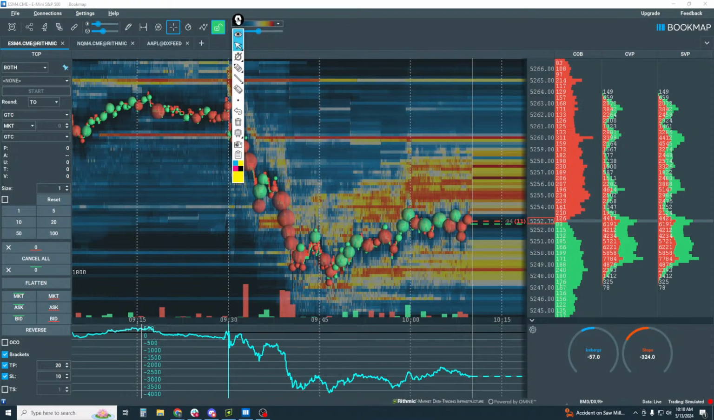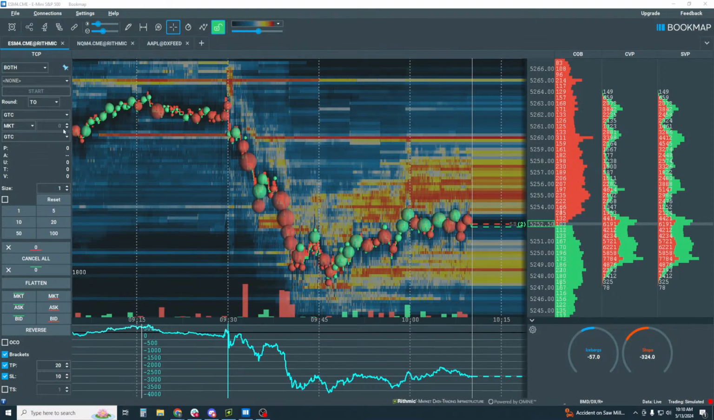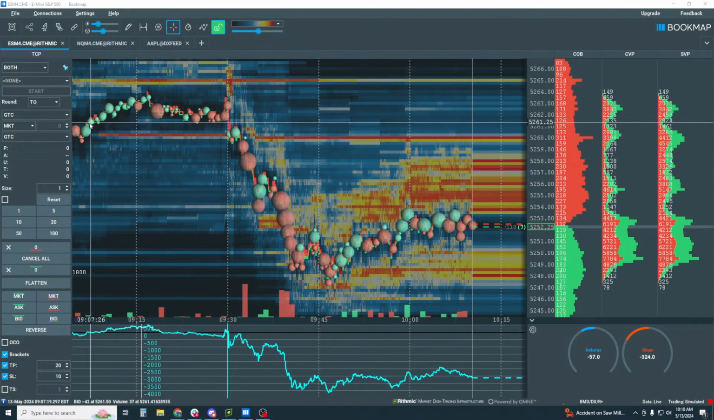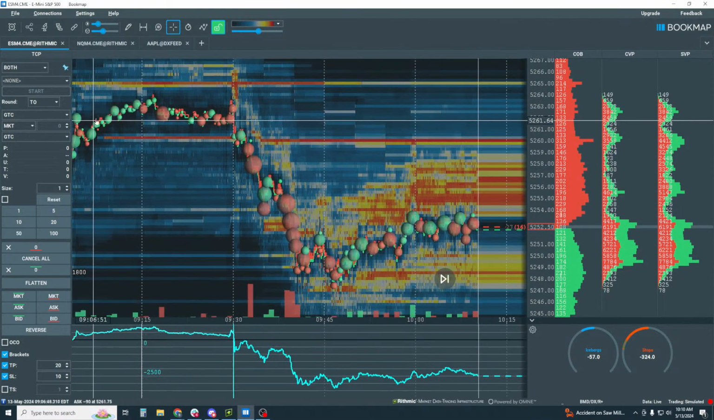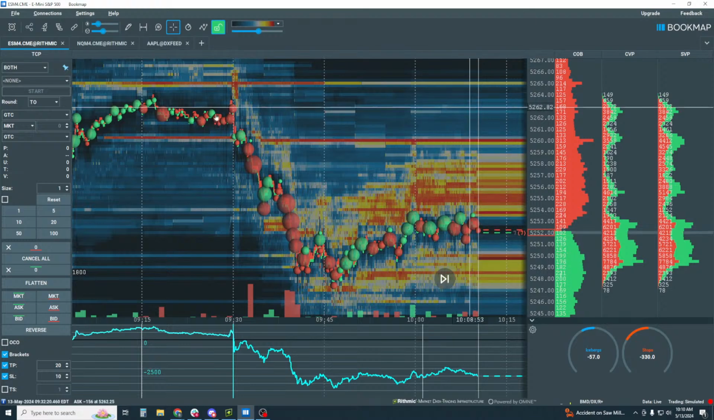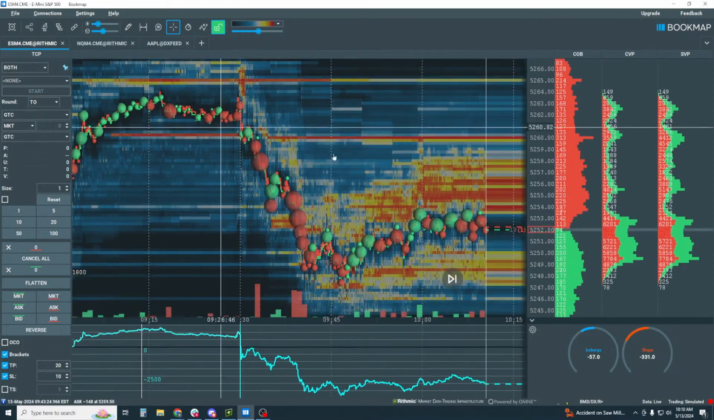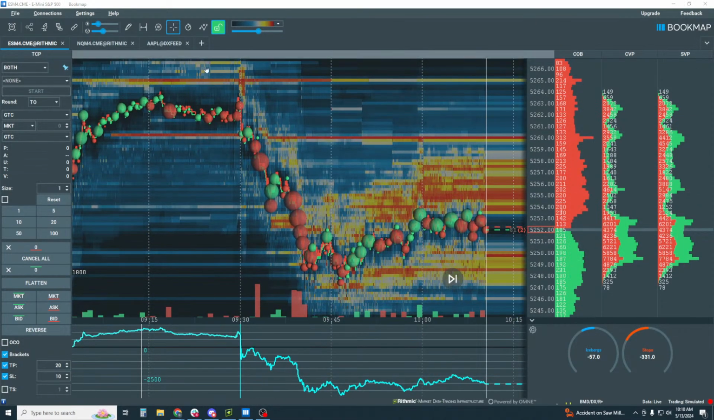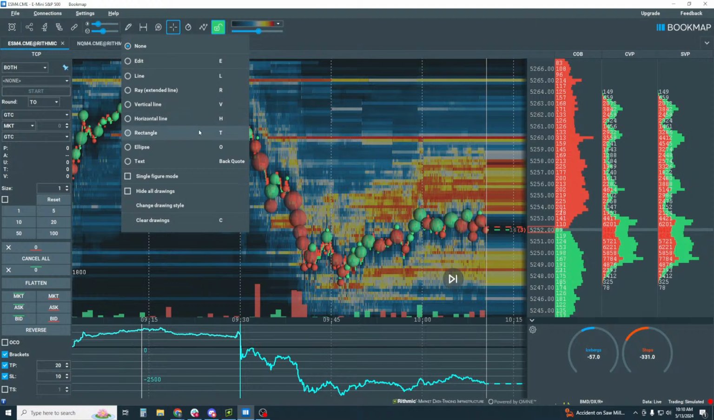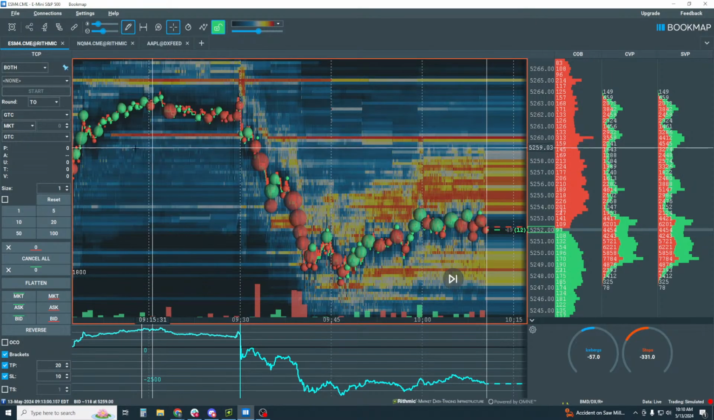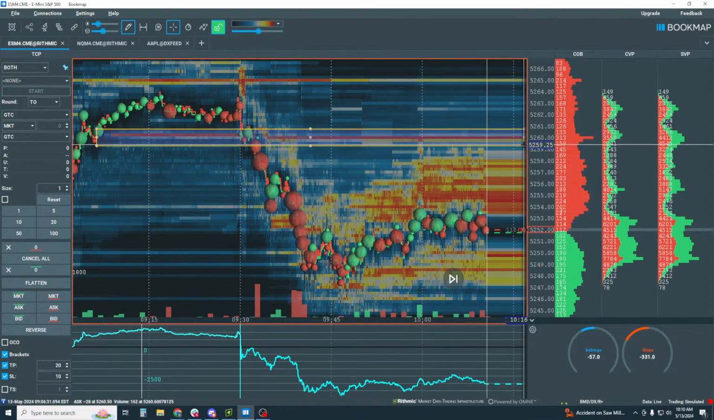Very simple concepts that you may have read about in books forever. Support turns into resistance, resistance turns into support. Well, here's exactly why. Hold on a minute. This thing's not working. Okay. All right, that's fine. I'll just draw from the Bookmap chart. Here is exactly why. Right here, it's these limit orders.